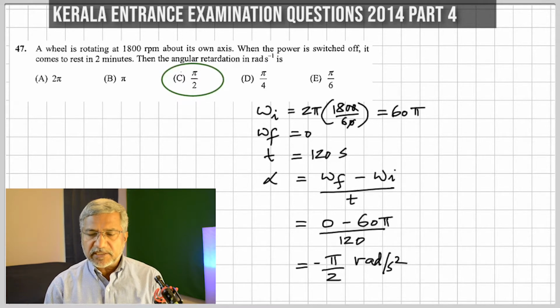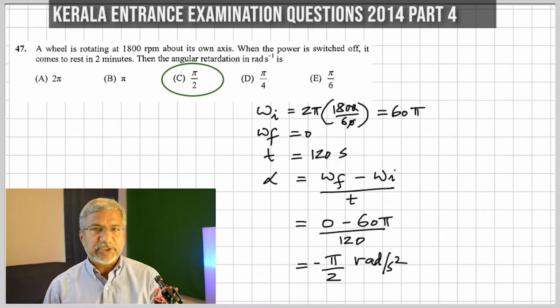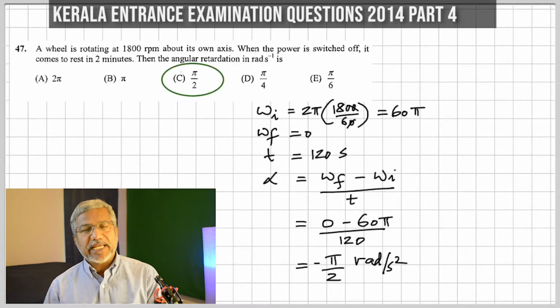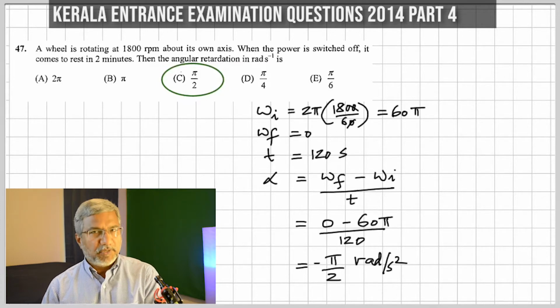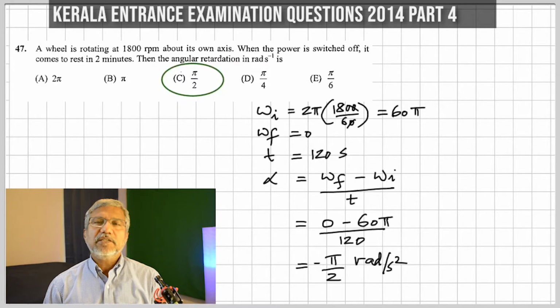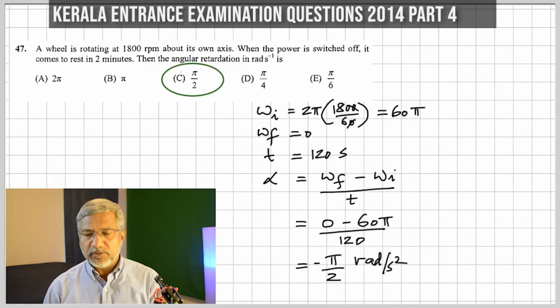But the question asks us for angular retardation. So what we got is angular acceleration. If the acceleration is negative, that means the retardation is pi by 2 without the negative. So the retardation is pi by 2 radians per second squared.